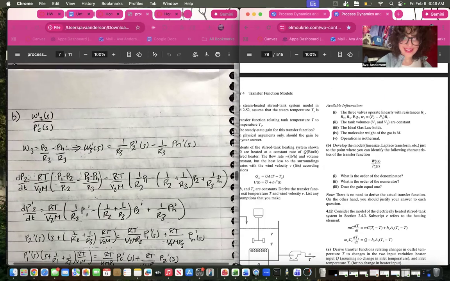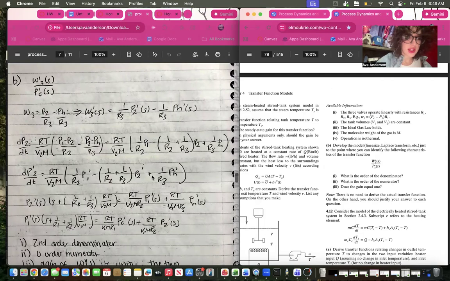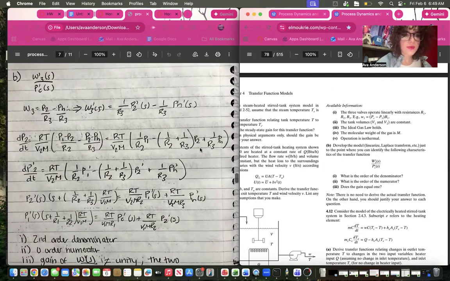Moving on to part B. Yay! We're developing a model just to the point where we can identify characteristics, so I didn't actually solve it all the way through. But voila. And then we're linearizing it and Laplacing and getting everything.